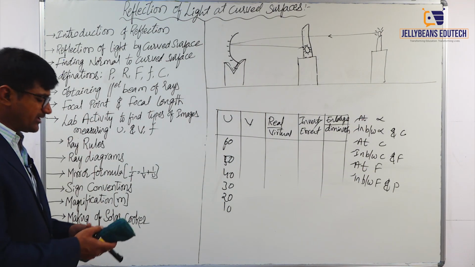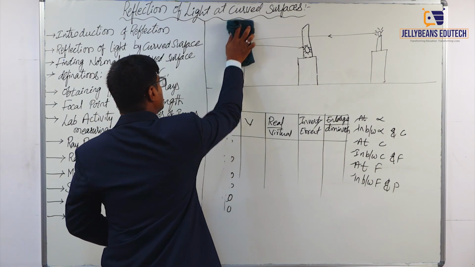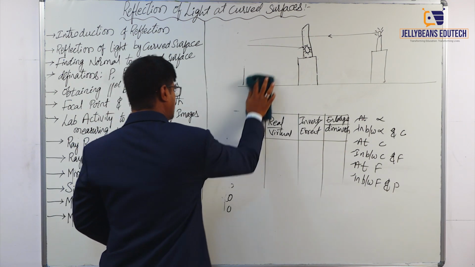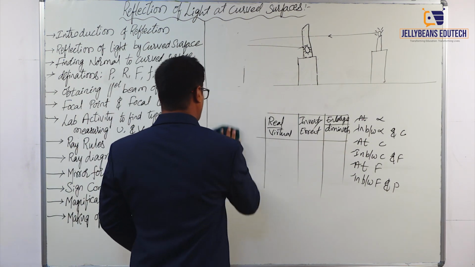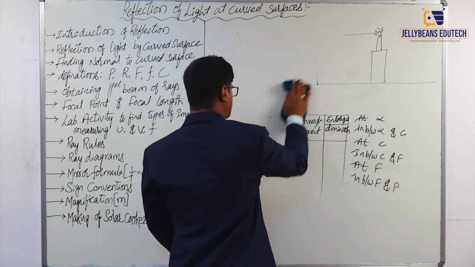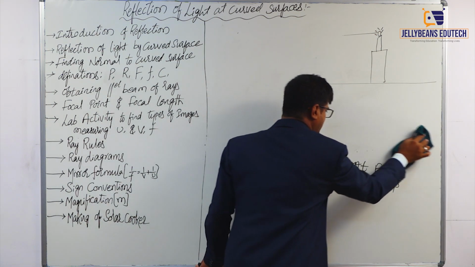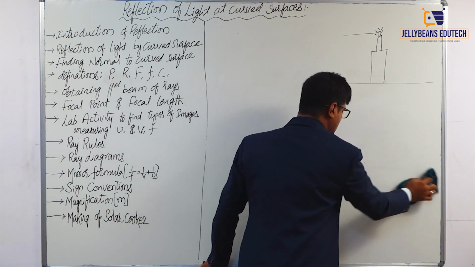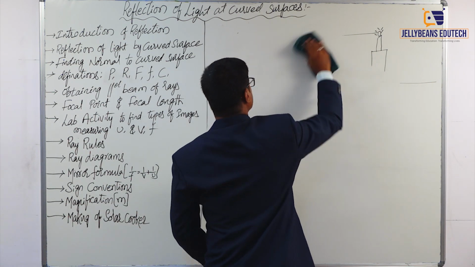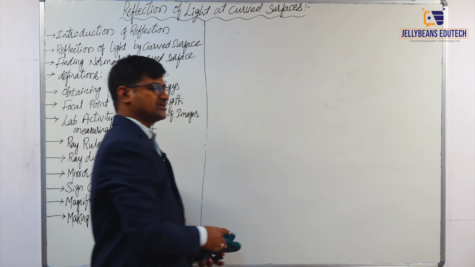Next, coming to the ray rules. Here we have a total of 4 ray rules which have to be followed by the light rays. Whatever the incident position or incident direction may be, or when the light ray is ejected from the light source and falls on the mirror, it has to follow the ray rules.